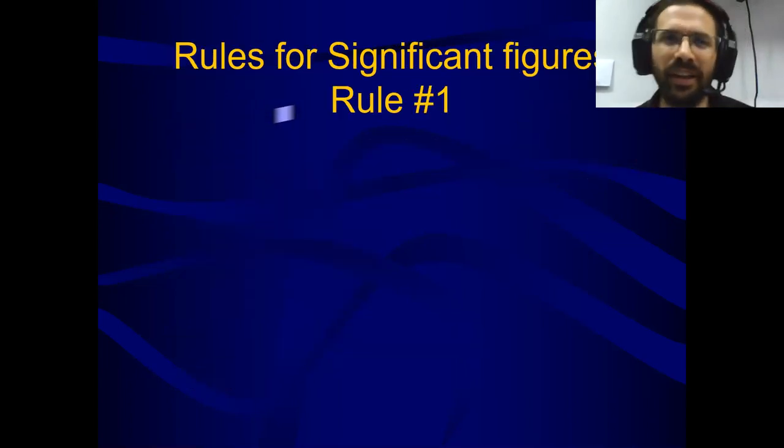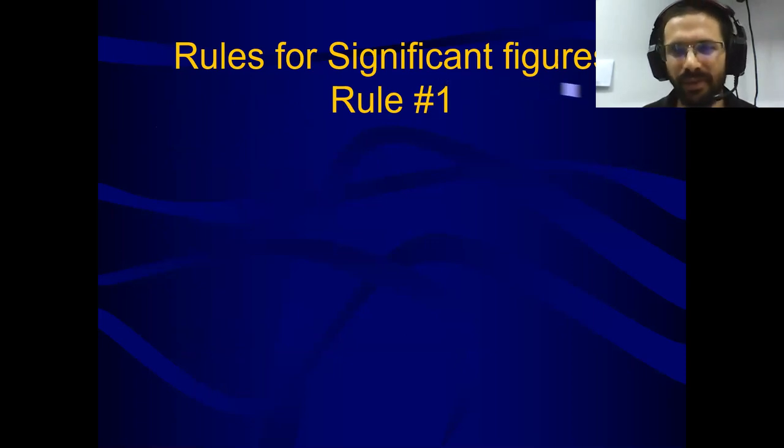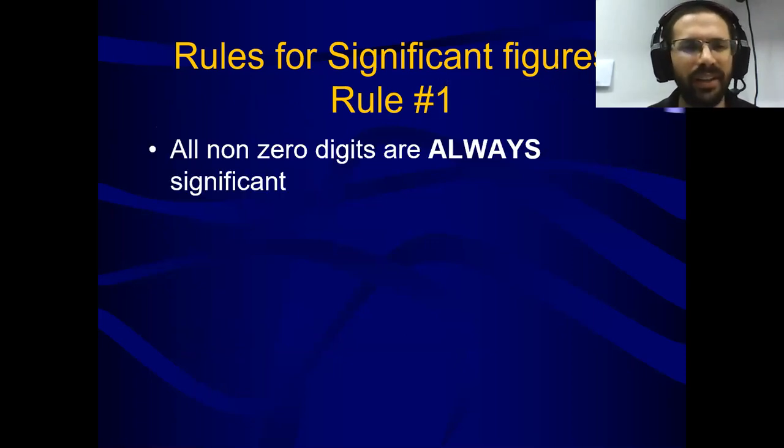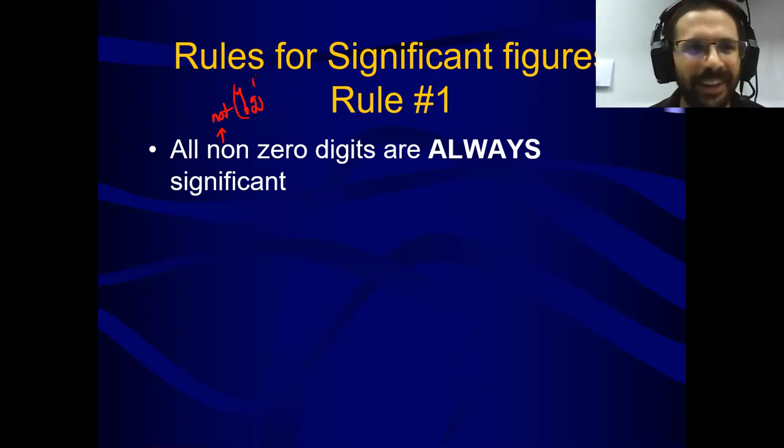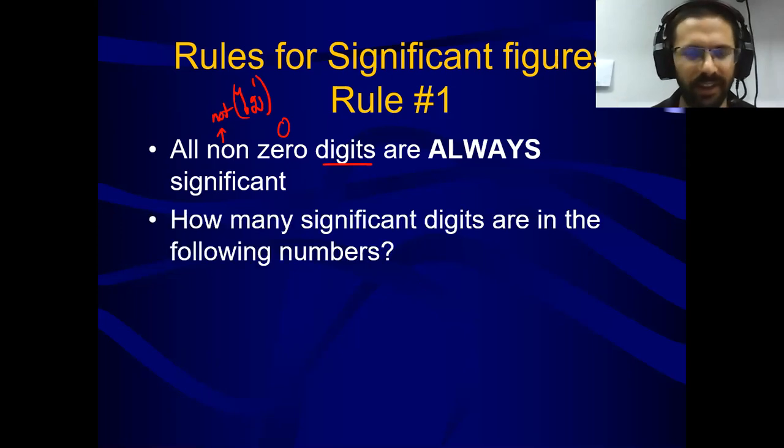All right, let's go ahead and learn rules for significant figures. Rule number 1. All non-zero digits are always significant, right? So non means not, right? Non means not. And if you're maybe just learning English and having some problem, not means that it's the opposite, right? So non-zero, zero is simply a number. Digits, and remember, digits means numbers. So anything that is not zero is always significant.